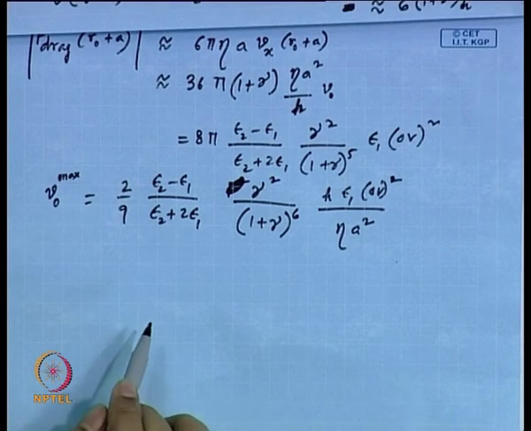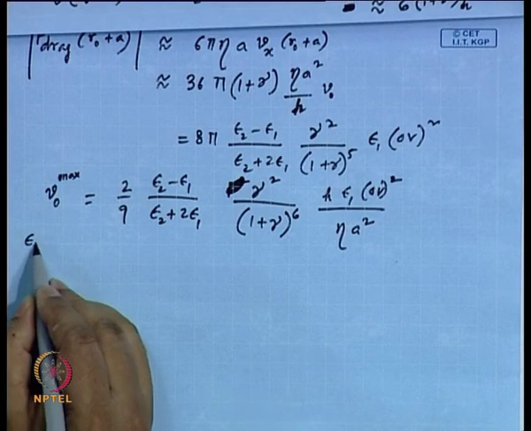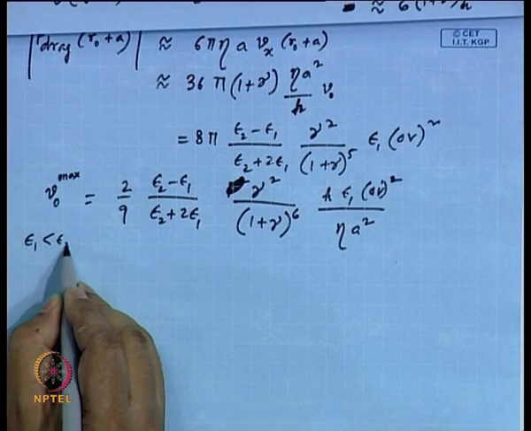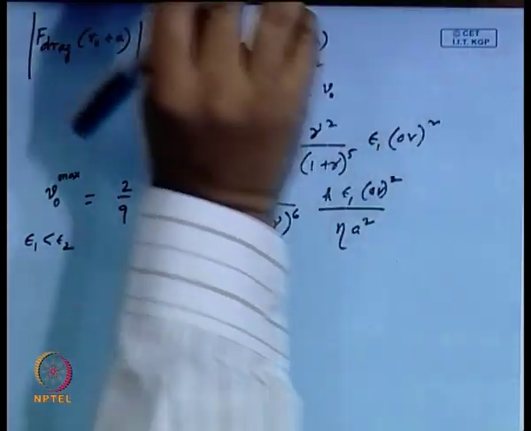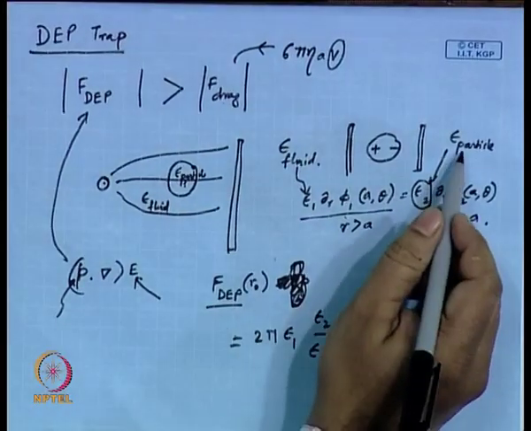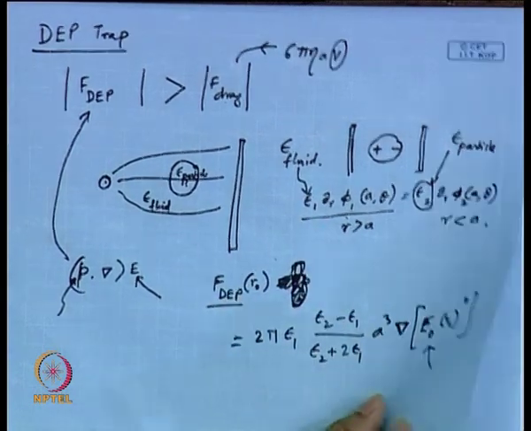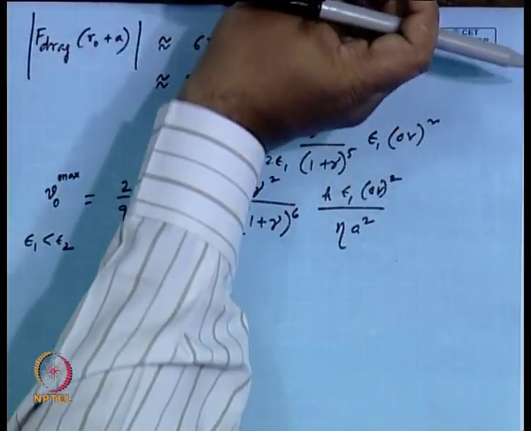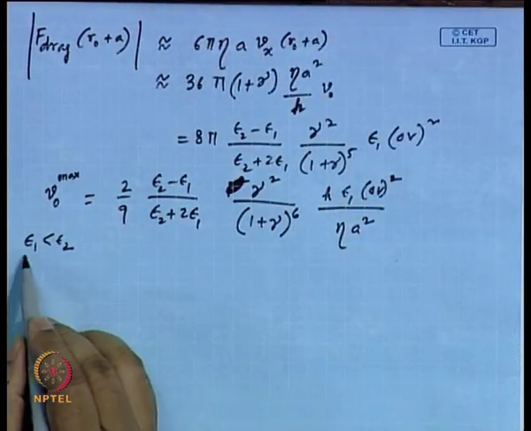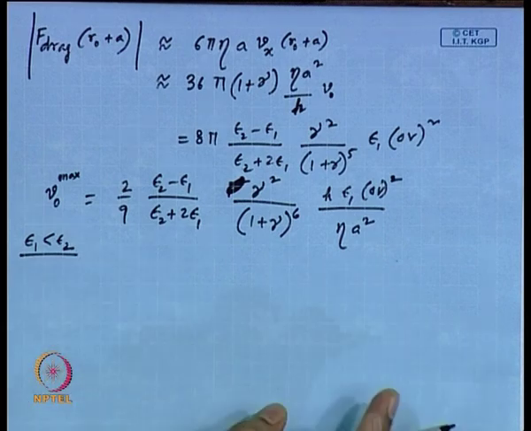All right, and to obtain trapping, of course, epsilon 1 has to be less than epsilon 2. Because you remember what epsilon 1 and epsilon 2 we defined just now? We said that epsilon 2 is epsilon particle, epsilon 1 is epsilon fluid, that is our convention, and particle epsilon has to be greater than the fluid epsilon, then only there could be trapping.